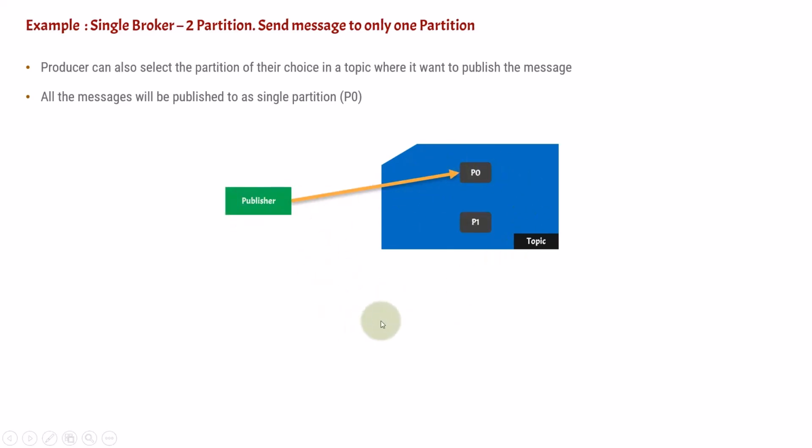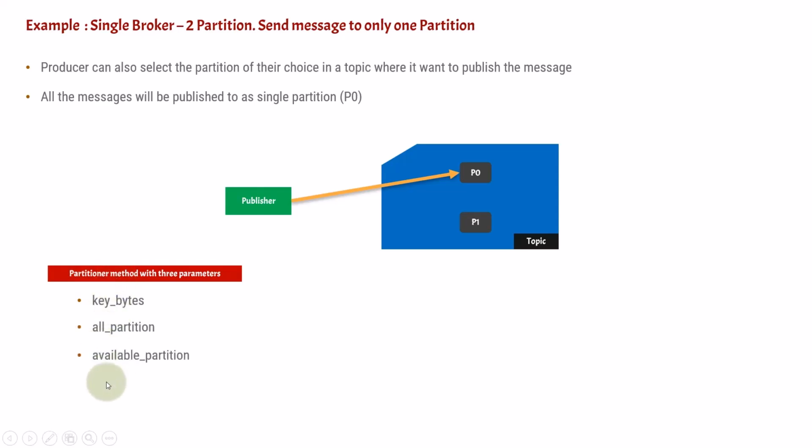Now, when you're defining a Kafka producer, you can define a partitioner method for that, and this partitioner method will get three arguments: key bytes, all partitions, and available partitions. Key bytes is basically the value of the key.